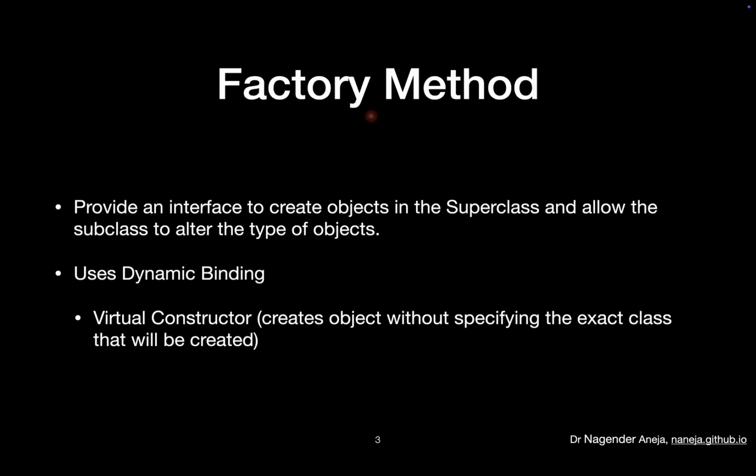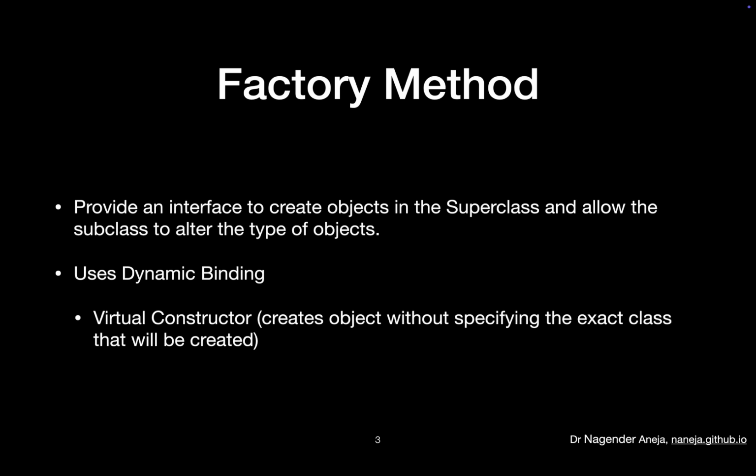So factory method provides an interface to create objects in the superclass. What it says is that if you need to create different types of objects in your software problem for which you are designing, then you should create an object in the superclass, right? Not create any specific object, just an object, and allow the subclass to alter the type of the object. So here you will say, okay, create an object, but what type of object will be created? That will be decided in the child classes.